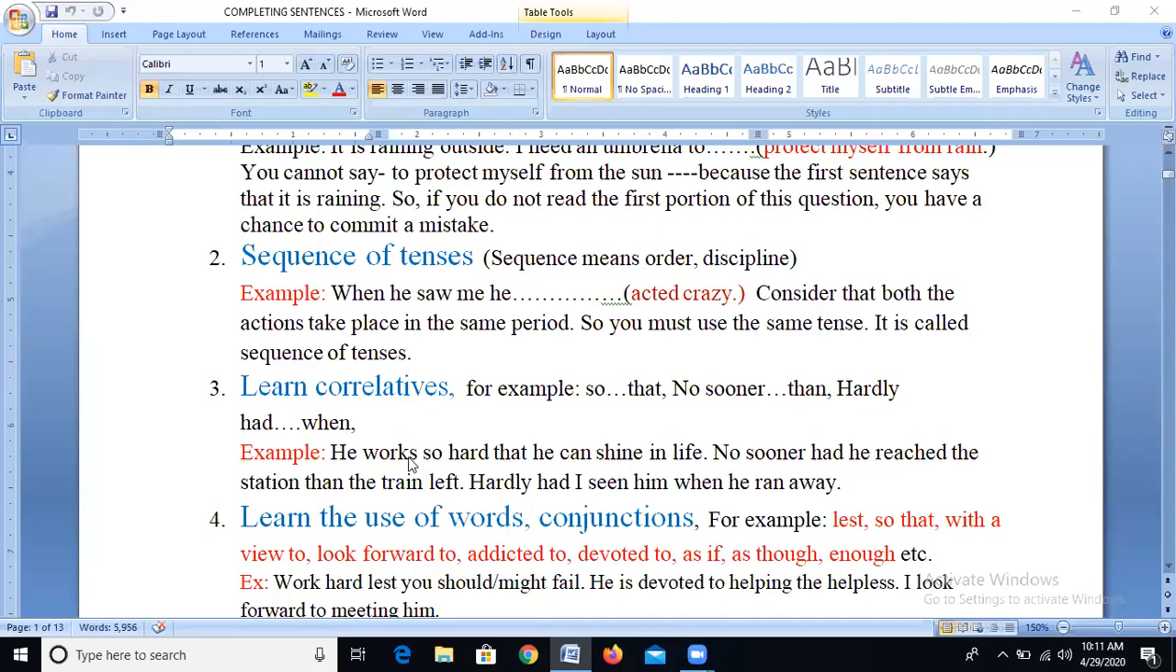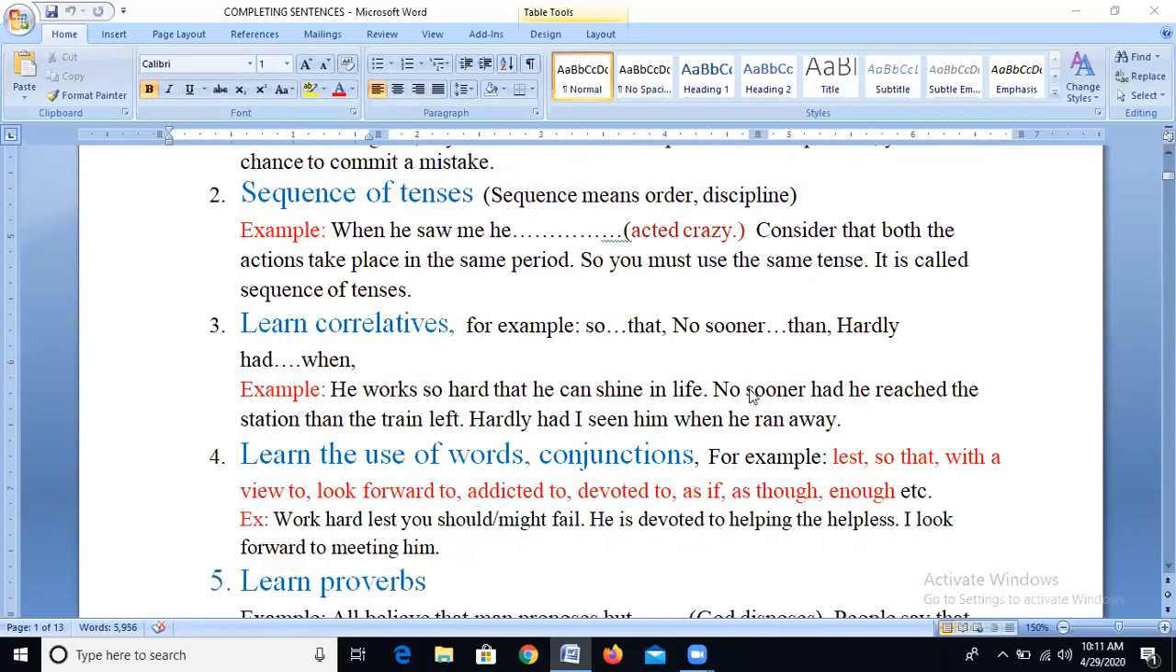If it is in present tense, then you may use here present tense or future tense, but not past tense. If you use a past tense, then that will violate the sequence of tense. So if you want to avoid the violation of sequence of tenses, you have to read both the parts of the sentence with minute attention.